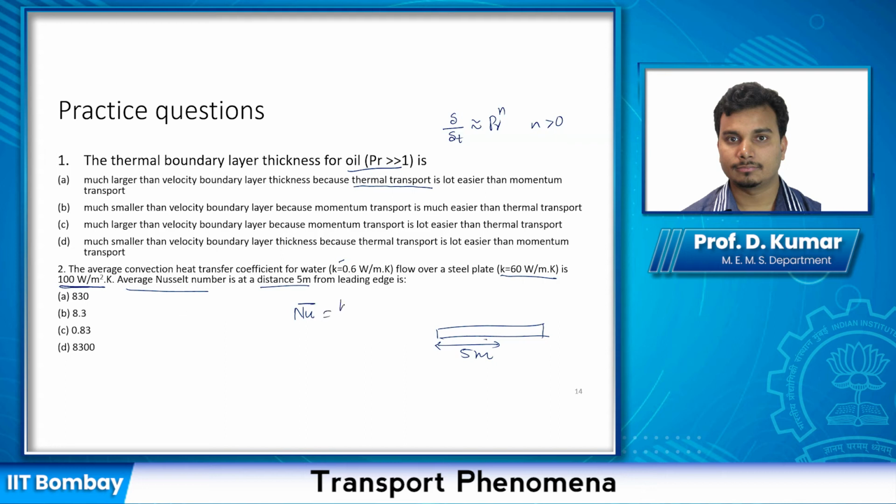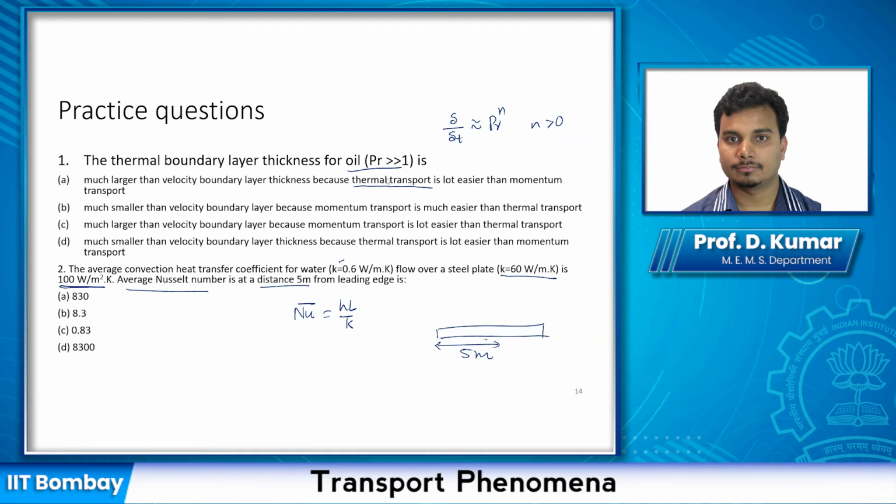So you know that it's hL by k. The main task is to know which k you should use. Should it be solid k or fluid k? We just discussed it in this lecture, so you should be able to answer that as well, and then do the simple calculation to find your average Nusselt number.